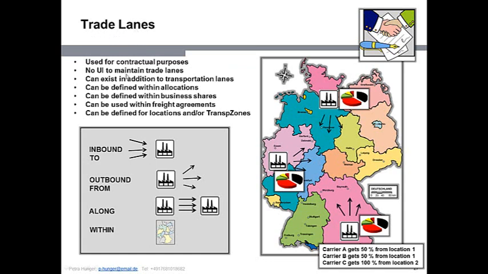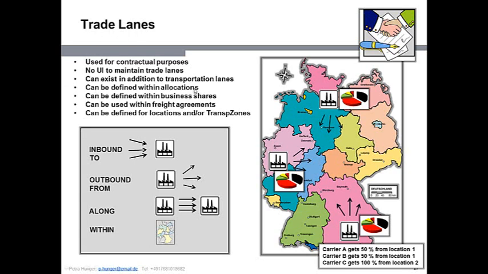The trade lanes can exist in addition to the transportation lanes, but maybe the trade lanes have a different concept than the transportation lanes because it's more related to the contract and not so much related to geography. So instead of messing up your transportation lanes, you can define the trade lanes totally separately. You can define trade lanes within allocations.